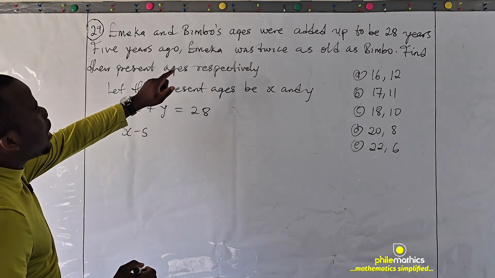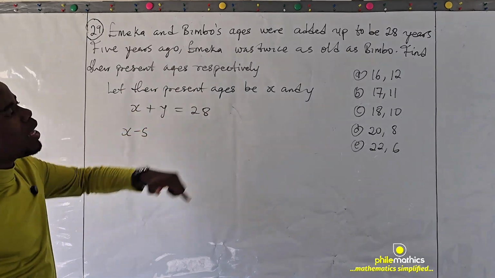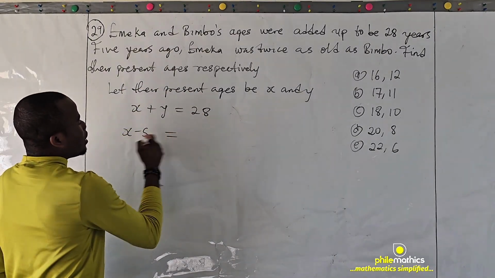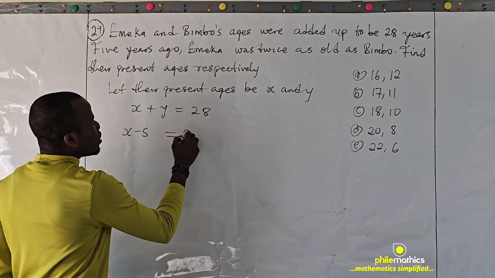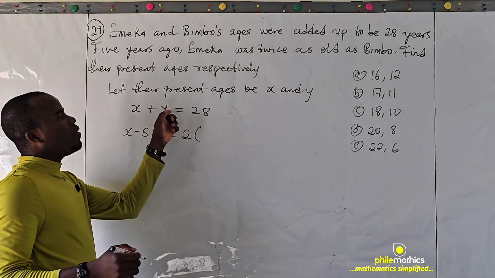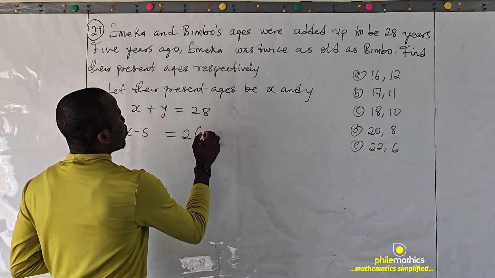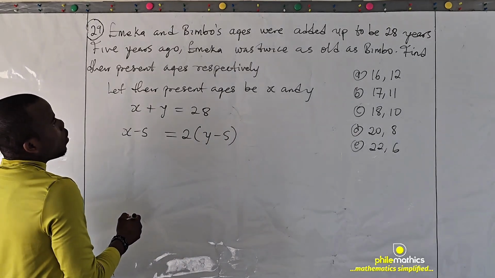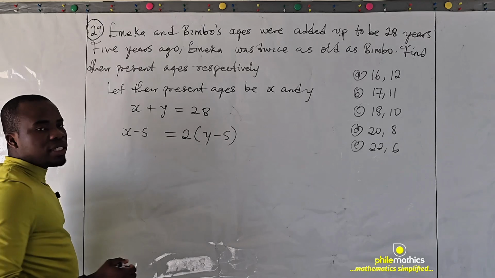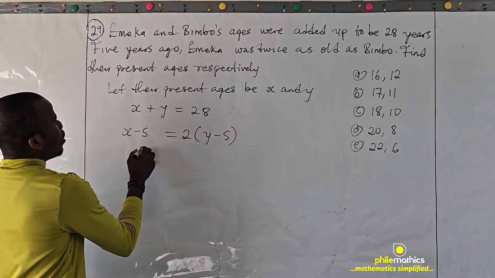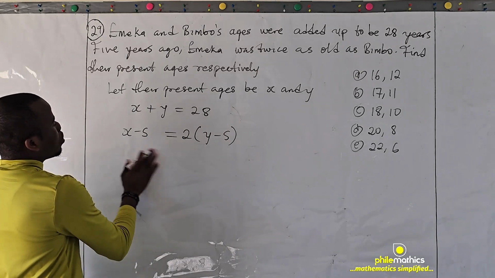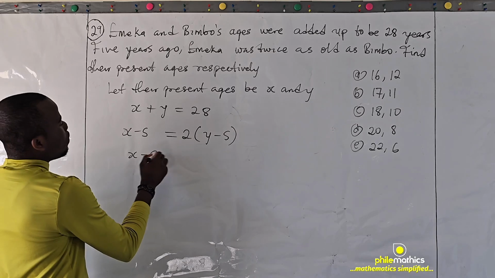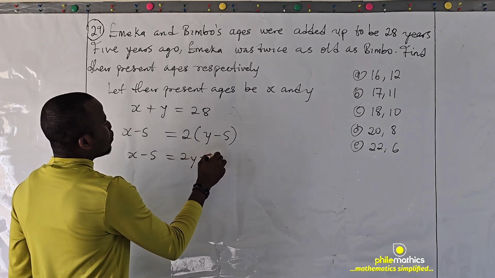And we are told that Emeka was twice as old as Bimbo. Emeka's age 5 years ago was twice Bimbo's 5 years ago, which was y minus 5. And so we can solve this simultaneously. So we have x minus 5 equals 2y minus 10.